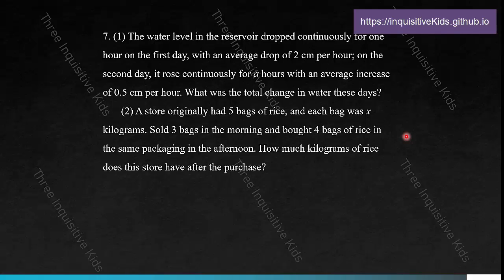And 2. It talked about how a store originally had 5 bags of rice. So that was the original value there. And then each bag was X kilograms. That's 5X kilograms. And then you sold 3 bags in the morning, which is minus 3X, and then bought 4 bags of rice in the same packaging in the afternoon, so adding 4X. Then you calculate it. The answers were the water dropped for 1.58 centimeters, and the second one was now they have 6X kilograms in this store.